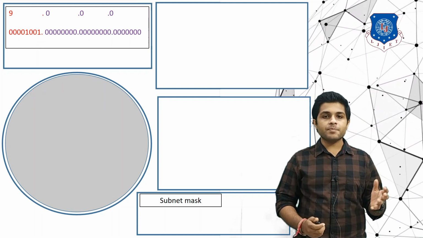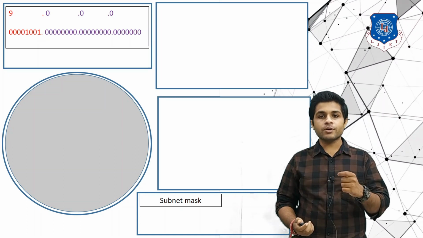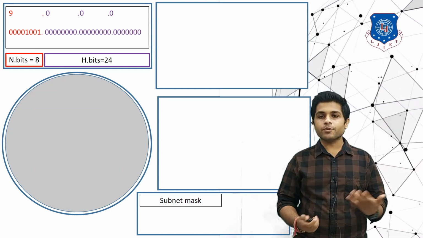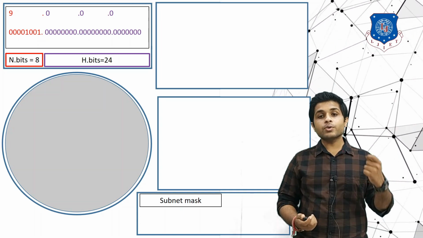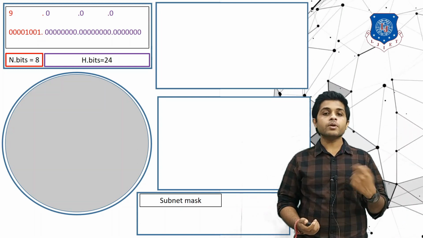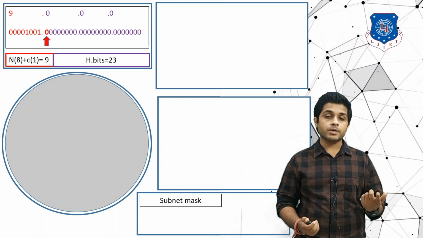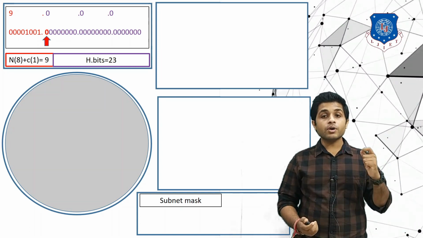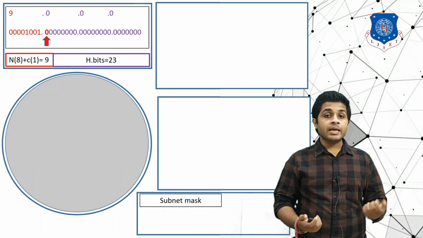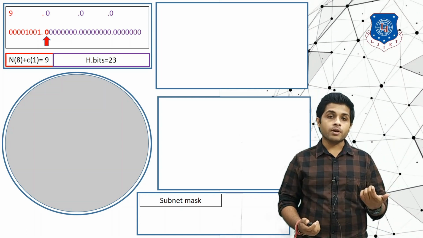So this is the same example that we just saw. It is a class A network 9.0.0.0, and we know that in class A, 8 bits are for network and 24 bits are for host. Now I want to create subnets of this given network. To create subnets, we will convert host bits into network bits. In this example, we are converting one host bit into a network bit. So you can see that the size of the host bits is changed from 24 to 23, reduced by 1, and the size of the network bits is changed from 8 to 9, incremented by 1.